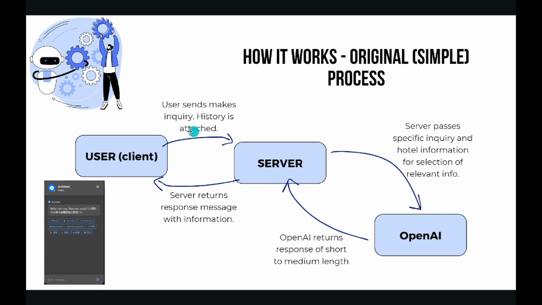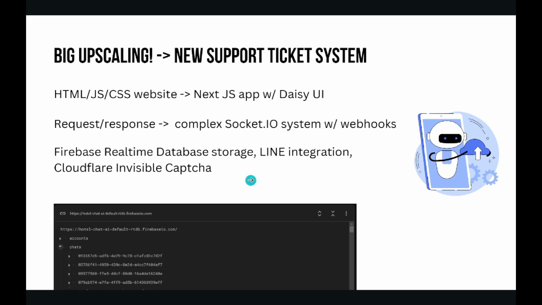Well, how does Hotel Chat AI work? When the user initially sends a message to the assistant, the user's message is sent to the server along with the chat history. The server adds on the information of the hotel, like what rooms are currently available and what the current price is, and then passes that to OpenAI. OpenAI filters out the relevant information, returns a response back to the server, which then returns the message to the user.